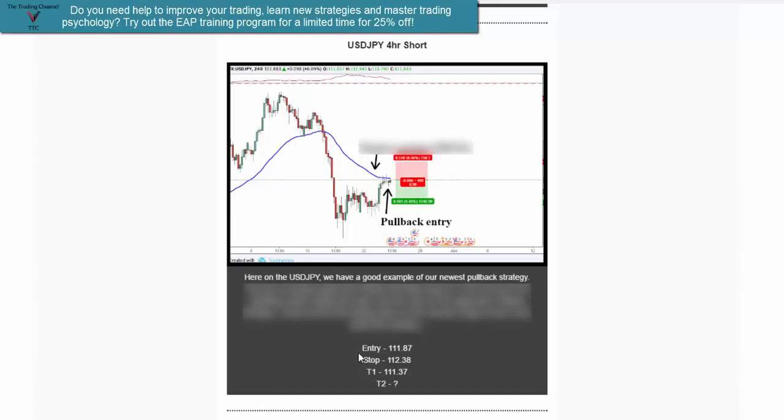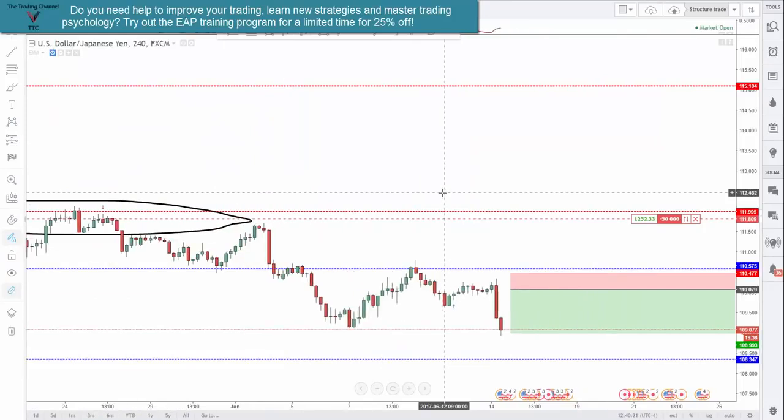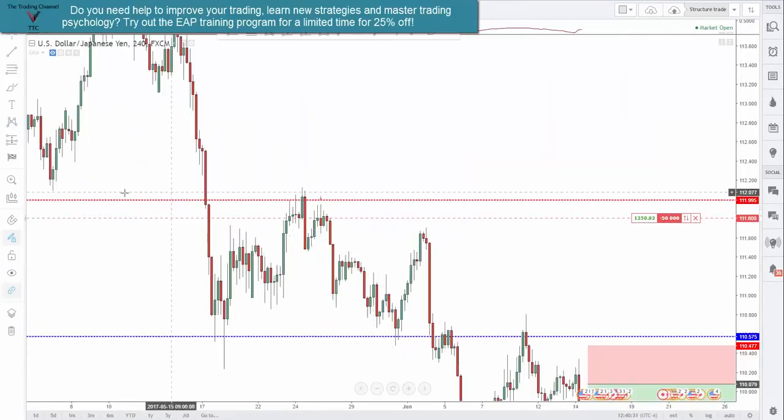But as you can see, we were pointing out this trade with an entry, stop, and target, an entry around 111.87. So let's go back over to the chart. Let's drop down to the 4-hour time frame and let's point out that entry. The entry was 111.87.